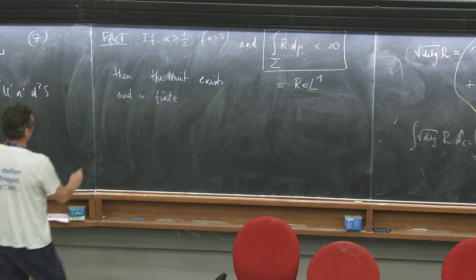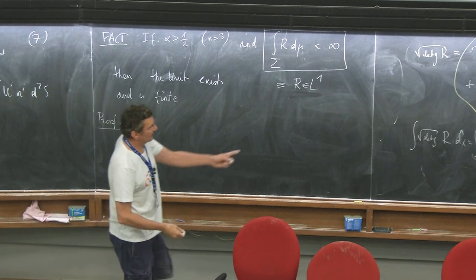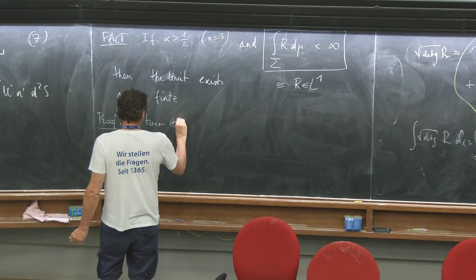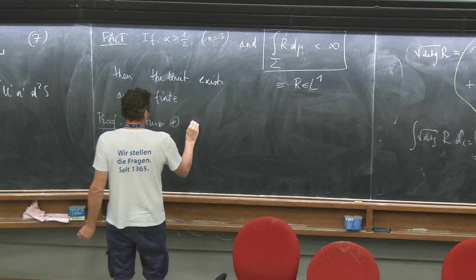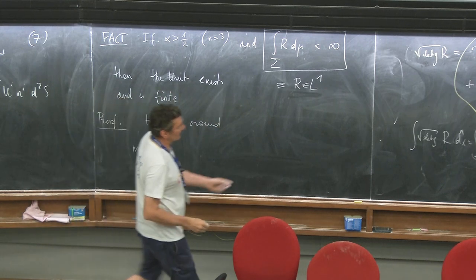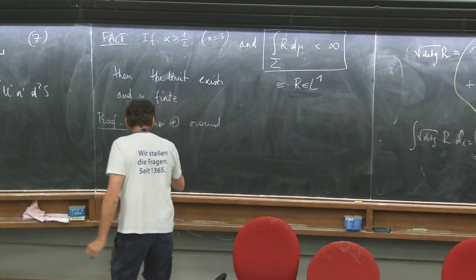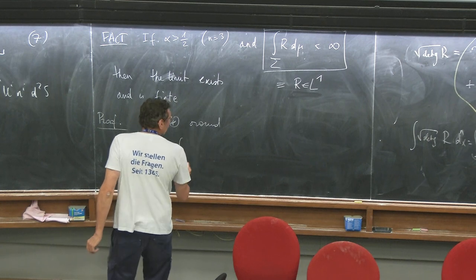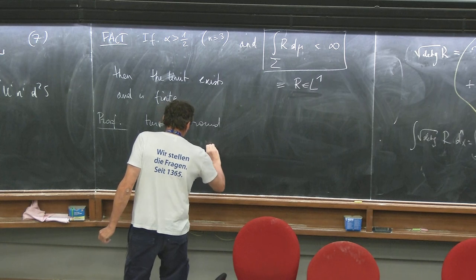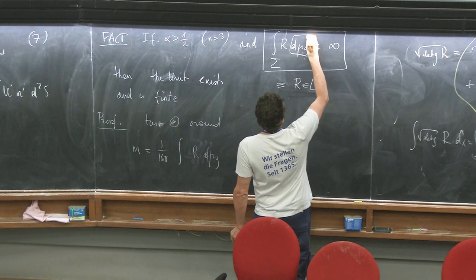And the proof is very easy. I turn the equation star around, right? So turn star around, as I already mentioned. So the mass is this, well, up to 1 over 16 pi: 1 over 16 pi integral over R d mu g. I didn't tell you what d mu is, but d mu g is the geometric measure, right?